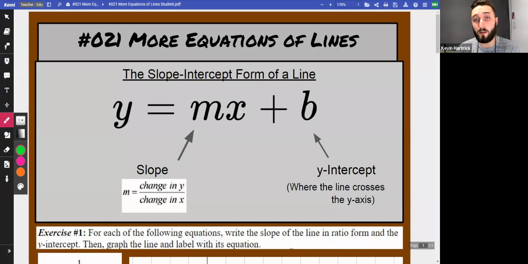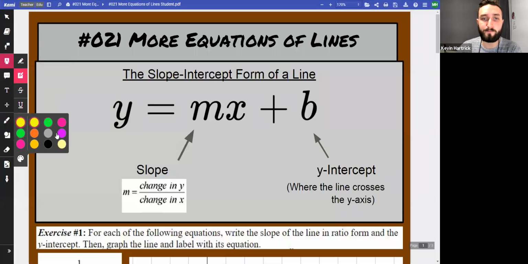We already talked about this a little bit in the last lesson, but the slope-intercept form of an equation of a line is y equals mx plus b. Now let's take this apart a little bit. First of all, we know that m always stands for the slope, right? So the slope, and we talked about this in the last lesson, is the change in y over the change in x, meaning how do I get from one point to the next? What is the change in my y values, the up or down? And what is the change in my x values, the left and right?